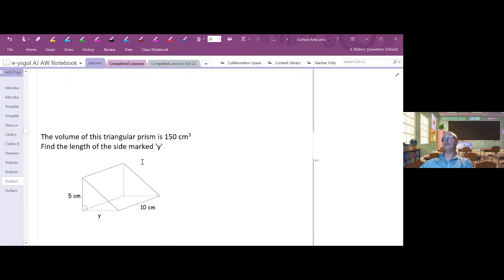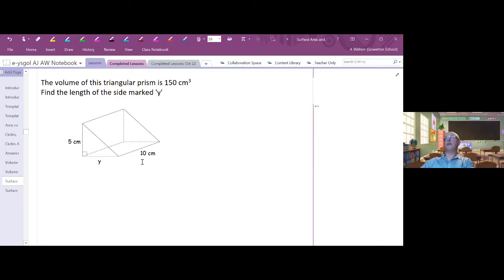The second question, you are told the volume, but you have to work back to find this missing length. Okay, so there are a few ways you could look at this. You could consider the volume using cross-sectional area times the length equals the volume. Or what I'm going to do on this occasion is use the formula volume is cross-sectional area times the length, but write it in the way I would prefer it: cross-sectional area times the length, or the height, is equal to the volume.